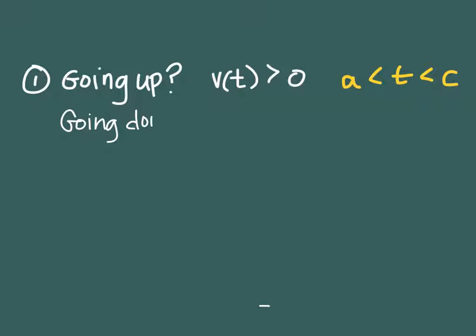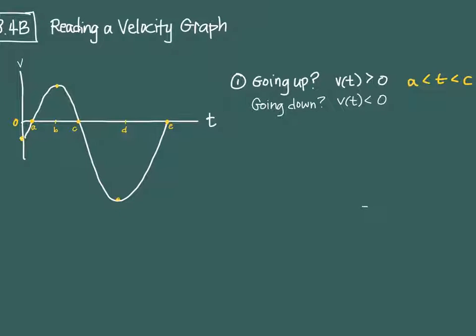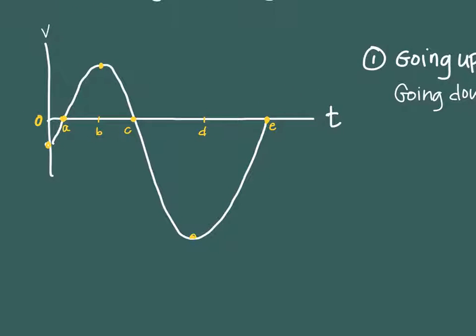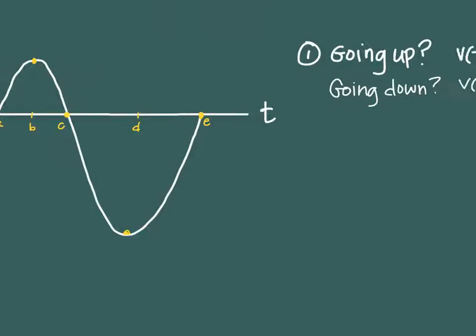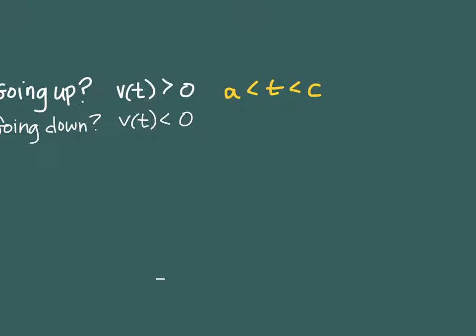All right, so by converse, the question is now when is it going down? By definition, going down is a velocity that's defined as less than 0. And so going back to look at the graph, when does this graph have values that are less than 0? In other words, beneath the time axis. Not just C to E. There's another section of this graph that is also below. So also from 0 to A, and again from C to E.